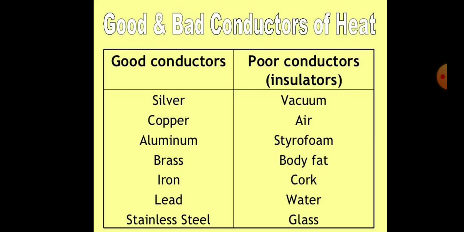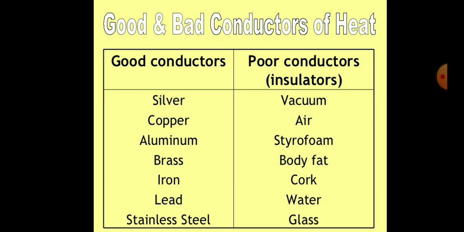Now, what are good conductors or bad conductors of heat? Students, as the name represents, good conductors are the materials which conduct heat very easily, whereas bad conductors, also known as insulators, are those which do not conduct or transfer the heat easily.